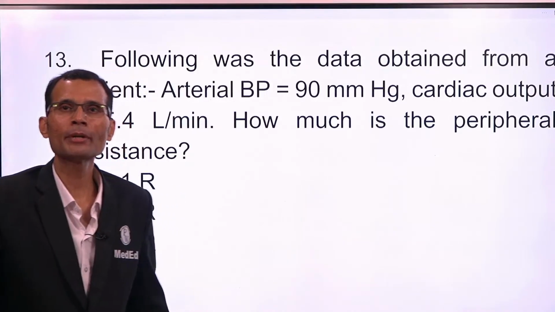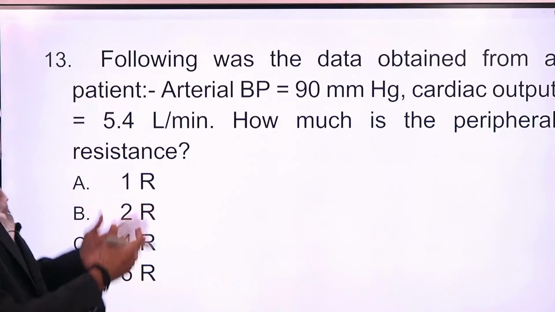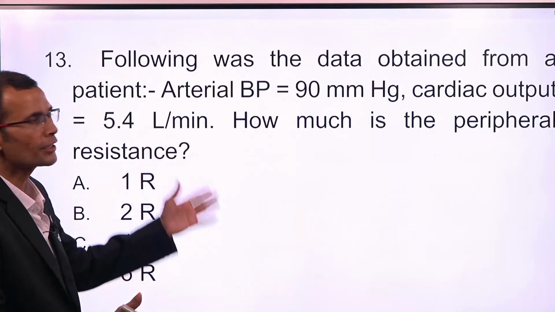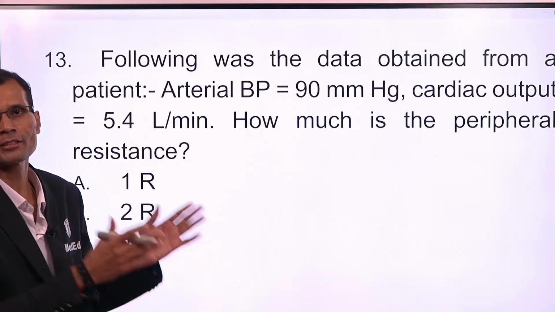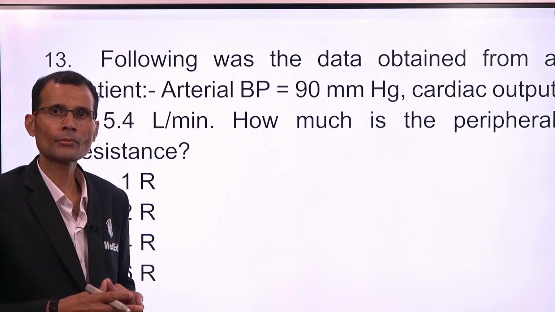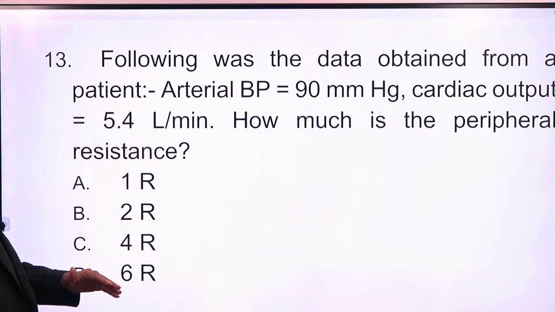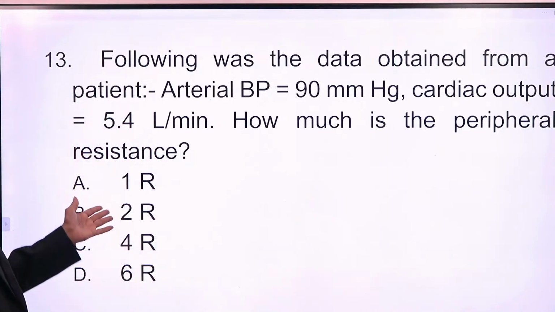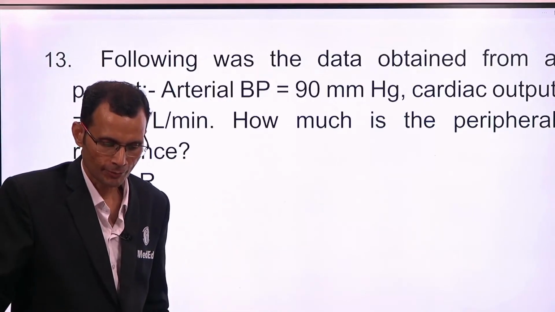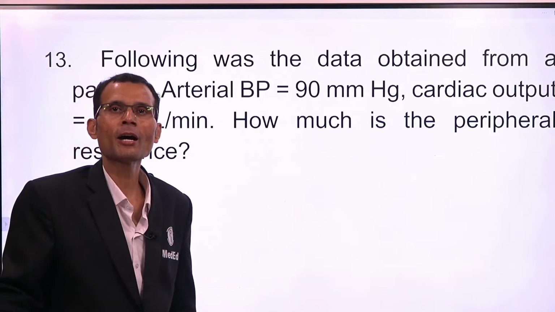Anybody trying to solve this question? You have the MCQ and the data in front of you. You have to just put it into the equation and solve this. Cardiac output is given, and the blood pressure is also given, 90. Cardiac output 5.4 liters per minute. How much is the peripheral resistance? Waiting for your answers. Come on guys, wake up.